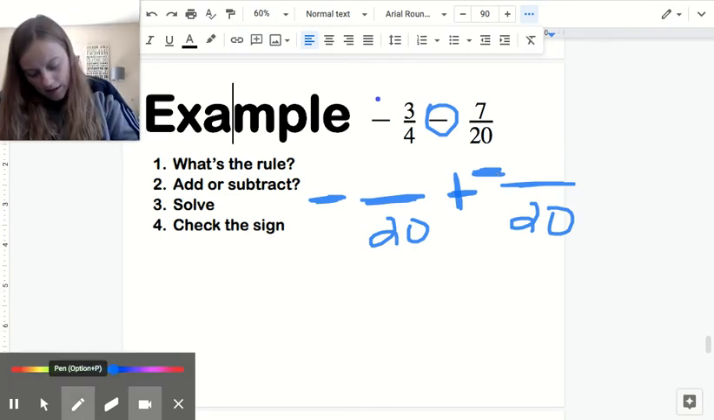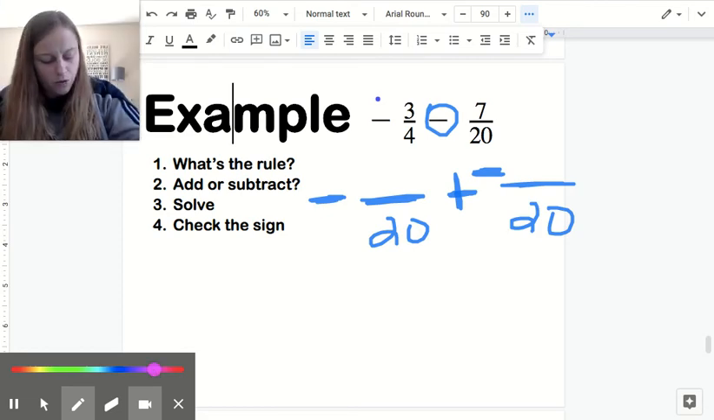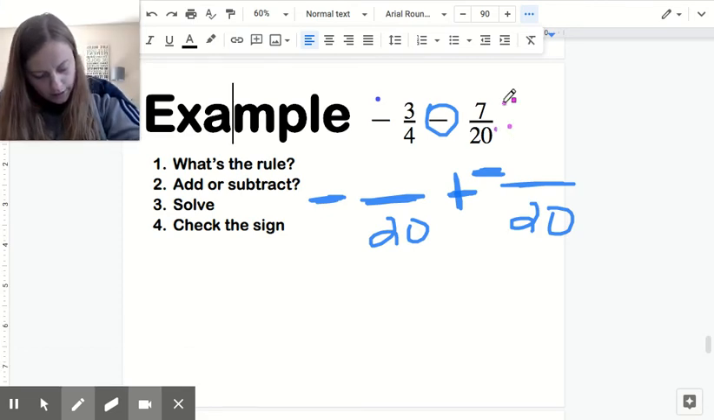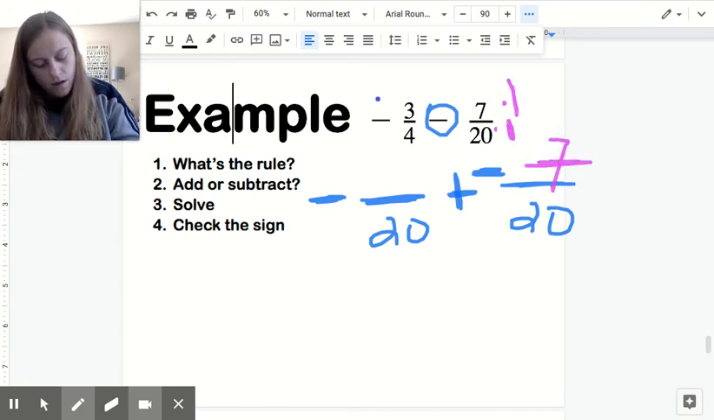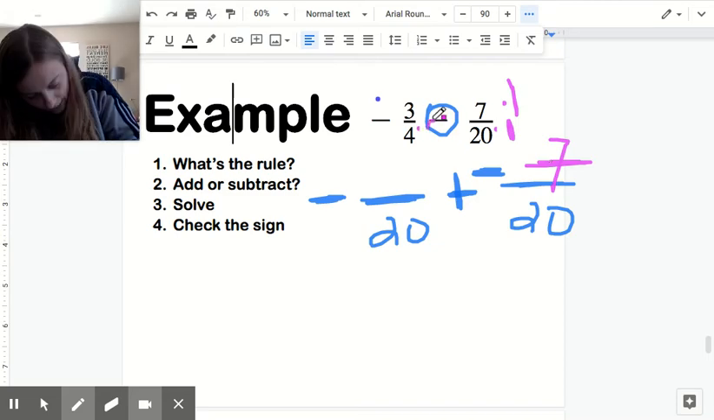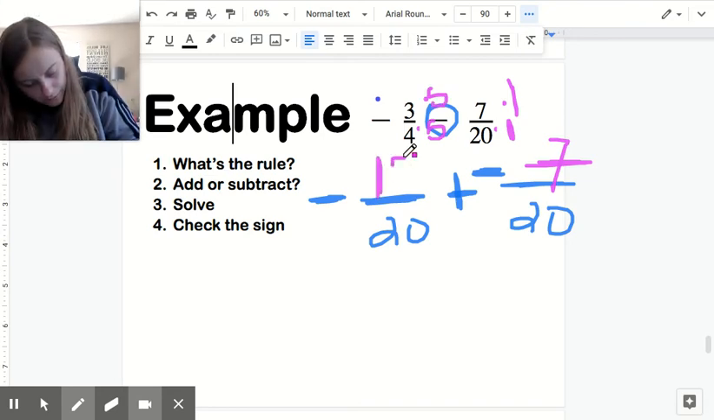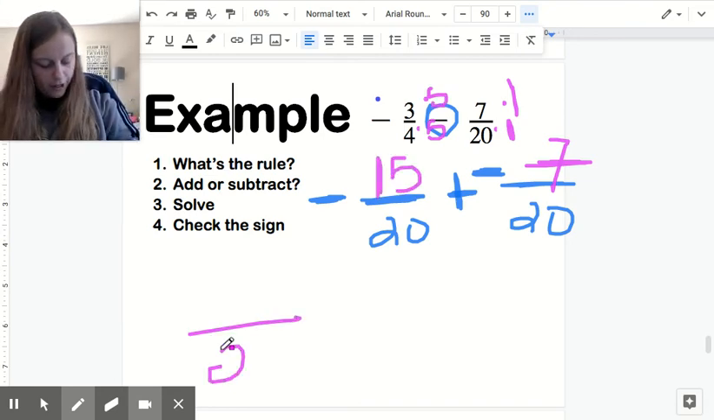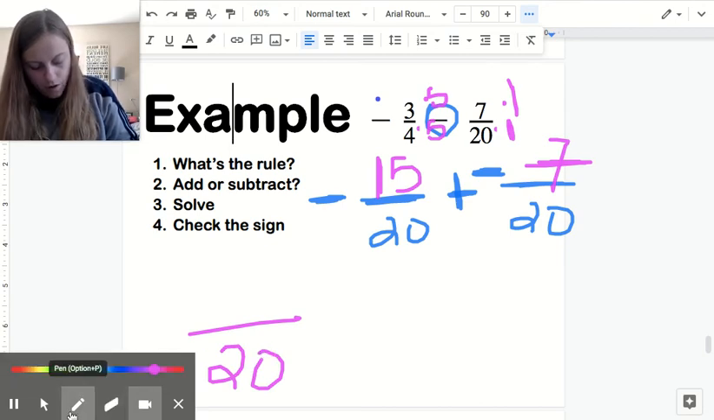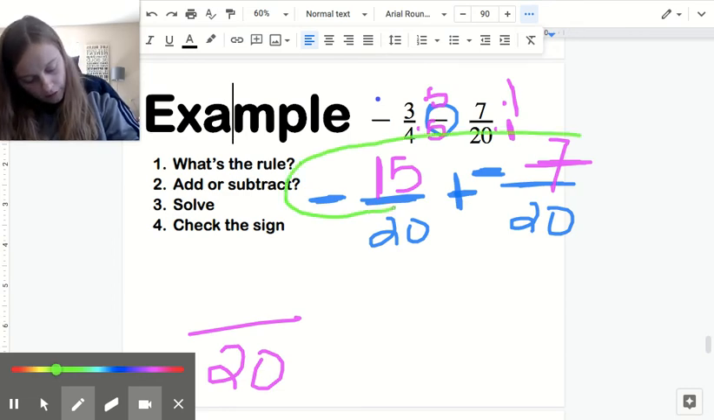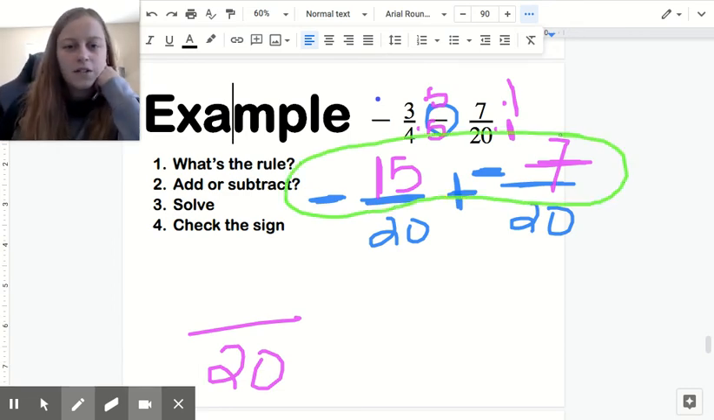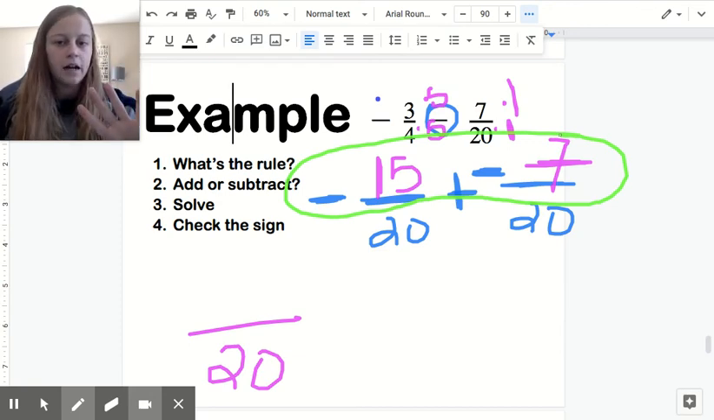Now I can see my numerators here. How did I get from 20 to 20? Well, I just times it by 1, so I have to times my numerator by 1 as well, giving me 7/20. Here, I times this by 5, so I need to times my numerator by 5 as well to give me 15. My denominator is going to be 20 no matter what I do, because remember, we just drag our common denominator over. So now I can really look at the problem: negative 15 plus negative 7. I found my common denominator, so I'm done with my denominator.